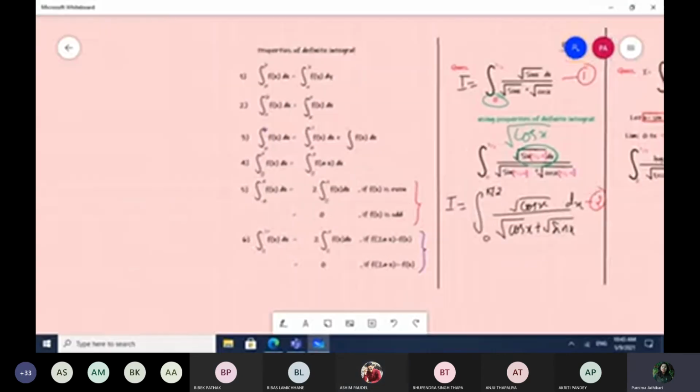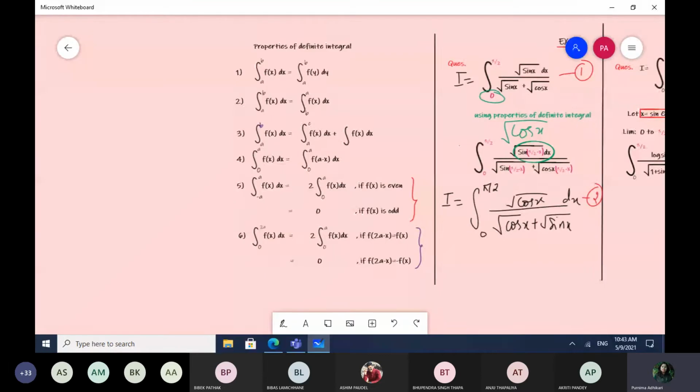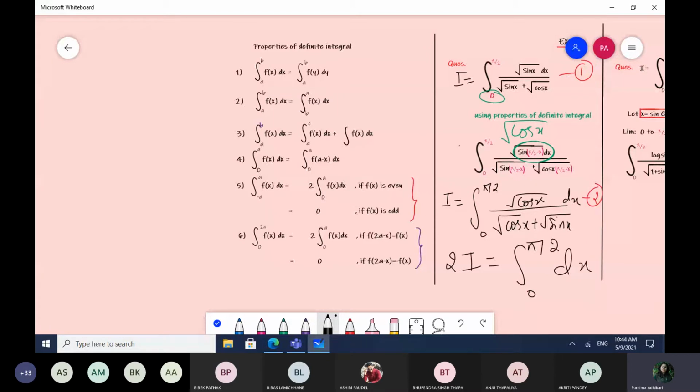All of you do one thing: add and give me your result. What will be your final value? Pi by 4. Very good, all of you will get pi by 4. Because when you add both of them, you get 2I equals the integral from 0 to pi by 2 of dx. Numerator and denominator get cancelled, and you are only left with the function 1. The integration of 1 is x. When you apply the limits of integration, you will get pi by 2. So your I becomes pi by 4. That's your result. You see how easy your integration became.